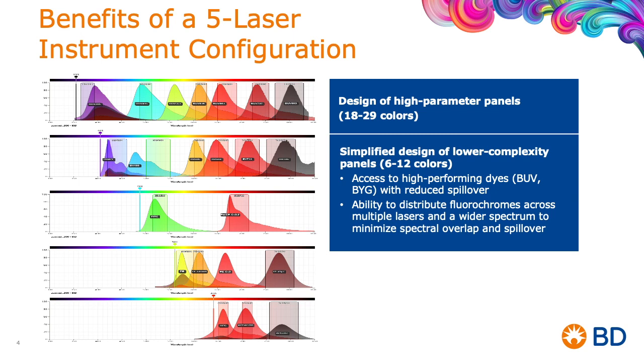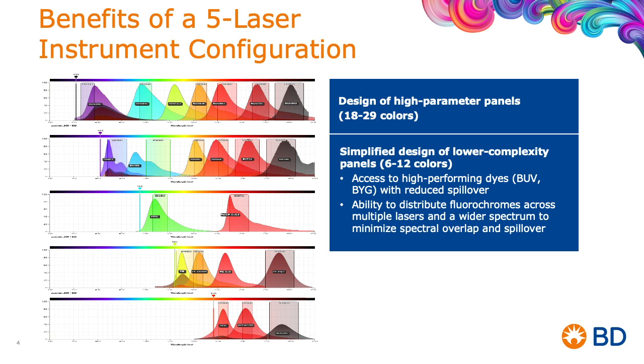So I would like to start by acknowledging some of the common challenges in panel design. We're all aware that panel design can be complex and intimidating at times because there are a lot of factors that need to be taken into account in order to ensure success of an experiment. We need to understand the biology of our experiment. We need to be able to define a biological tree for the population of interest, understand the level of expression of our markers, and the co-expression patterns of the markers in our panel.